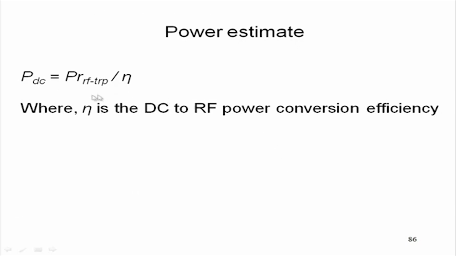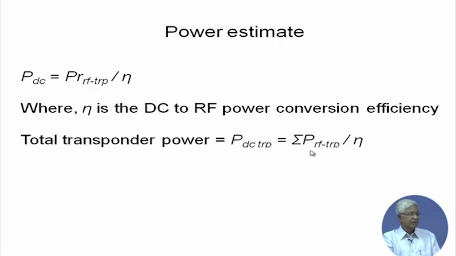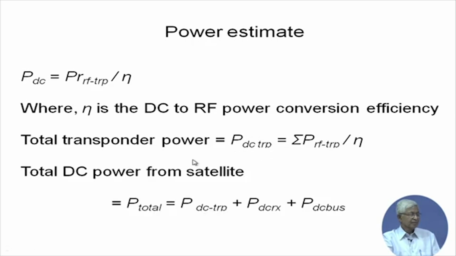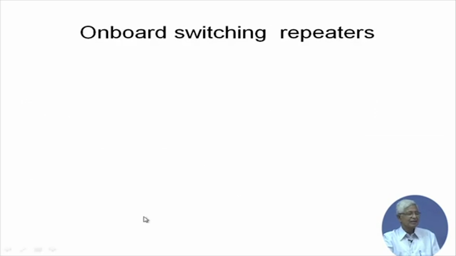Now, we can do some quick power estimate. DC power multiplied by the efficiency gives RF power, or RF power divided by the efficiency is DC power. When there are many transponders, the sum of the RF transponder powers divided by efficiency is the total DC power required by the transponders. This is where the higher part of the power goes. But there are other circuits drawing power, that is, power by the receiver and power by the bus system. So, all together is the total power required by the satellite.